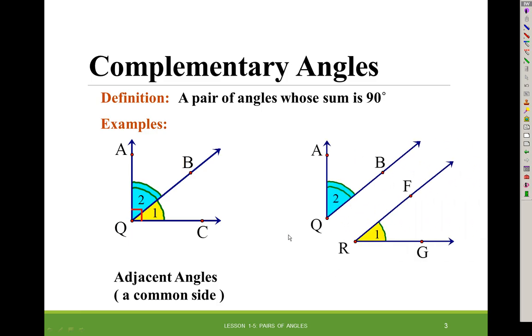If you define their measures, angle 2 has a measure of 50 degrees and angle 1 has a measure of 40 degrees. 50 and 40 add up to 90. So they don't have to be adjacent, and they can still be complementary.